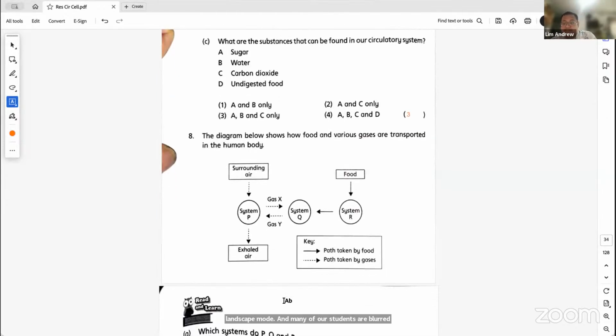How to tackle this diagram? The first thing first, look at the keywords. What do you see? You see surrounding air, you see exhaled air, you see food, you see gas system in the middle. So think, what system actually takes in surrounding air and gives out exhaled air? The answer is the respiratory system, whose main organ is the lungs.